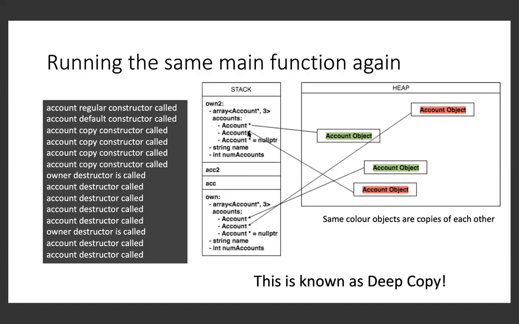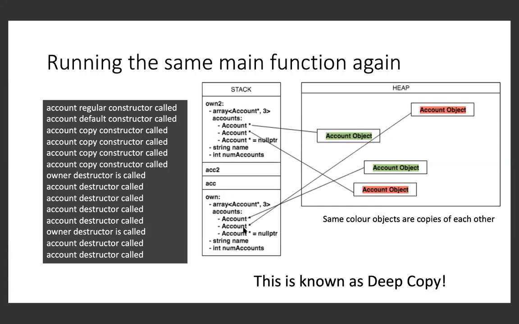We did the same thing for the second element. And now in total inside the heap, we have 4 account objects. Each 2 of them are copies of each other, but this owner is pointing to completely different account objects on the heap than this owner right here, although they are copies of each other. And this is what we call deep copy.